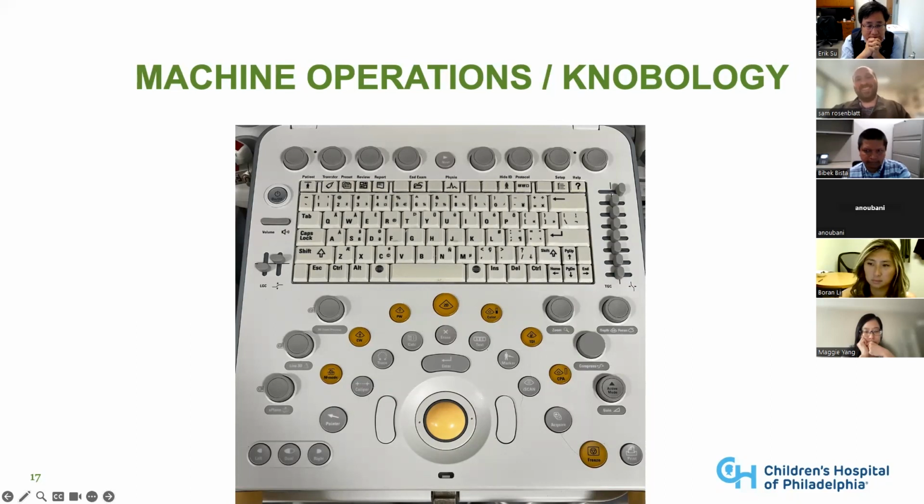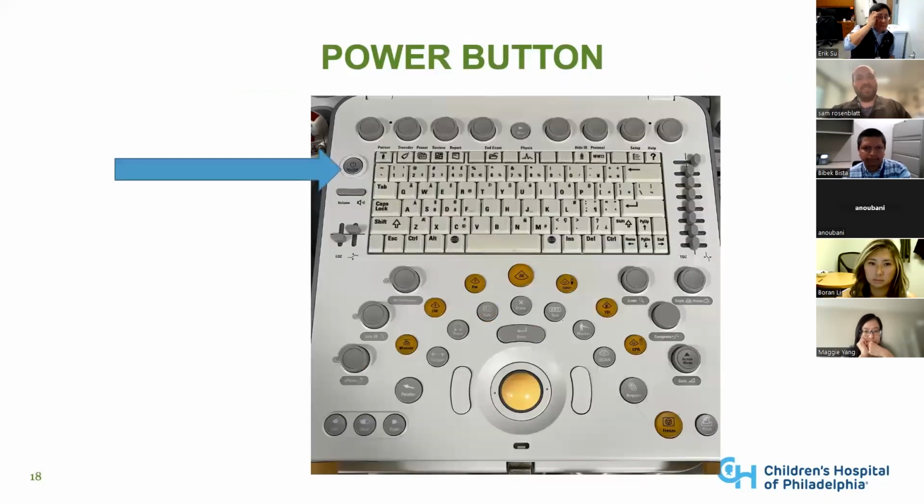It may be touchscreen, it may be something completely different than a button on a panel like this, but we'll go through some of those knobs just to give you an idea. Most important button to get started is the power button. Can't start scanning without a power button. So we push that power button, turn on the machine.